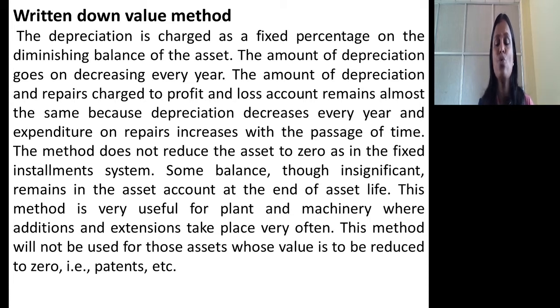But this method is useful in the case of plant and machinery where additions and extensions take place very often. This method will not be used for those assets whose value is to be reduced to zero, for example, patents. So only for such assets where addition and extension is very much necessary do we make use of this method.